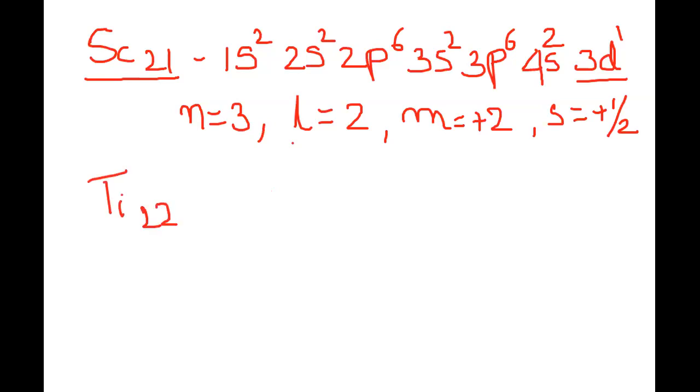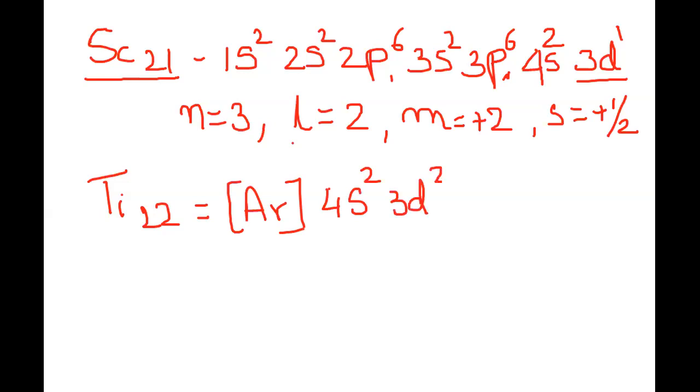For this, the electronic configuration can be written as argon. See, argon goes up to 3s2, 3p6. So argon is, till here it is neon, then till here it is argon. Okay, so argon is till here, then it is 4s2 and 3d2. So it will be 3d2.